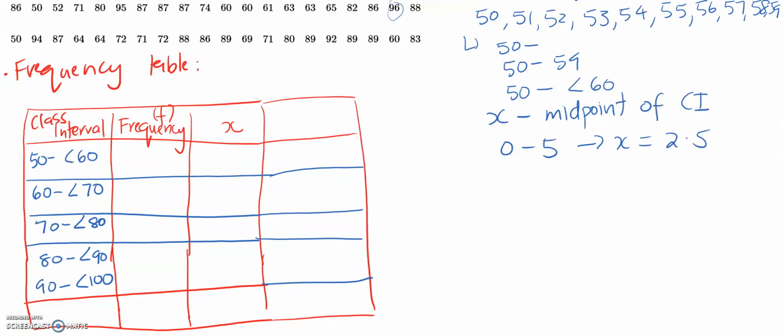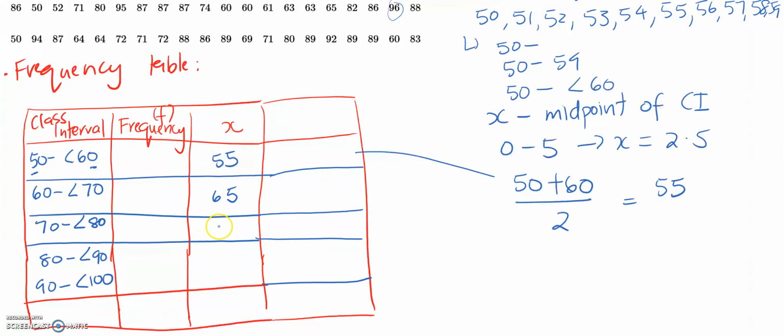Now, to find the midpoint of 50 to less than 60, the first class interval, what we do is we add 50 plus 60, you take the smaller limit and the larger limit, add them together, divide by 2, and we get 55. So halfway is 55. Halfway between 60 and 70 is 65. Halfway between 70 and 80, 75. Halfway between 80 and 90 is 85, and this is 95.